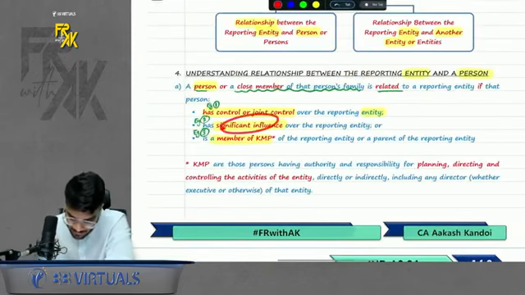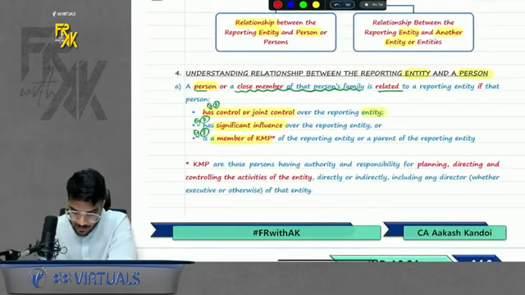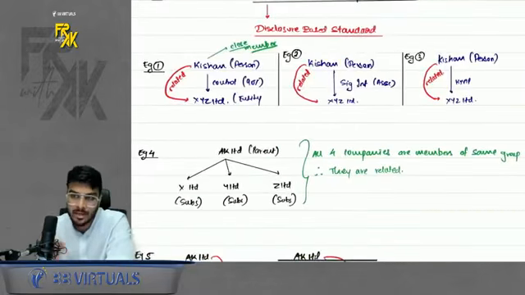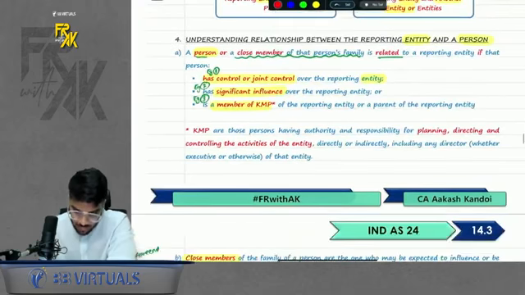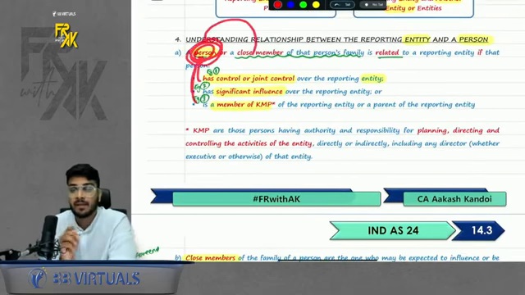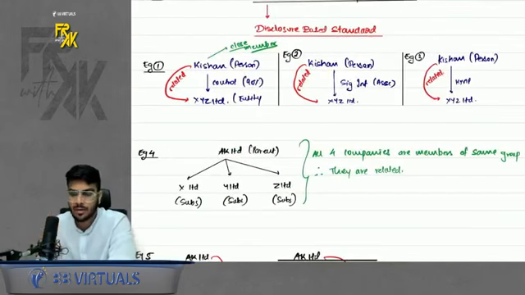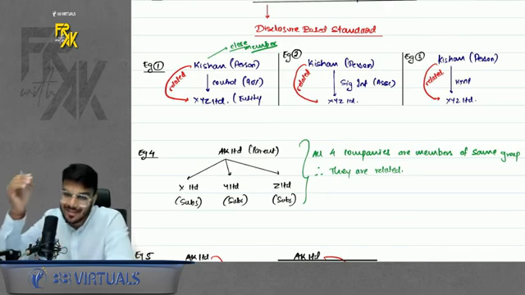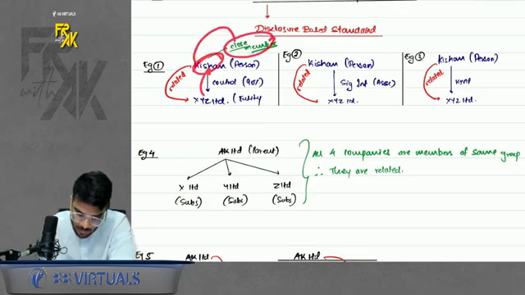If Kishan has an influence in any company, Kishan and that company are related. And if Kishan is a KMP in any company, then Kishan and that company are related. Now, whenever Kishan is related to any company, Kishan's close members will also become related. Whatever belongs to Kishan also belongs to his close member, because Kishan is in love with the close member. So if Kishan is related to XYZ, his close members are also related to XYZ.